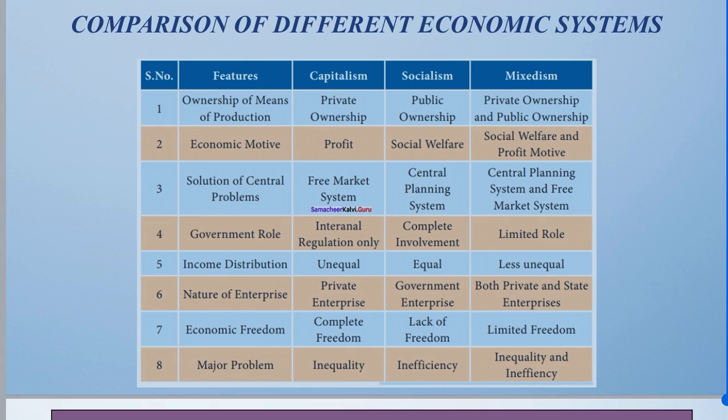Seventh one, economic freedom. In capitalism you have complete freedom. In socialism there is lack of freedom. Mixedism it is limited freedom. So what are the major problems seen in capitalism? There is inequality of wealth. Socialism there is inefficiency, and mixedism we see inequality and inefficiency. Am I clear, girls? So this is the comparison of the different economic systems. Okay.